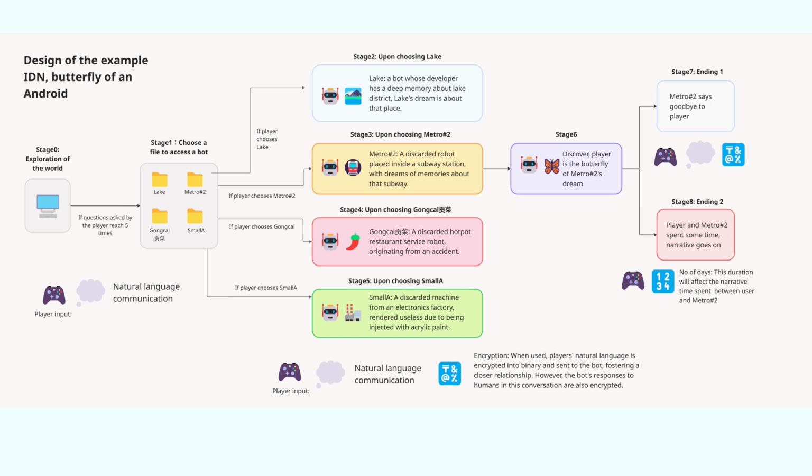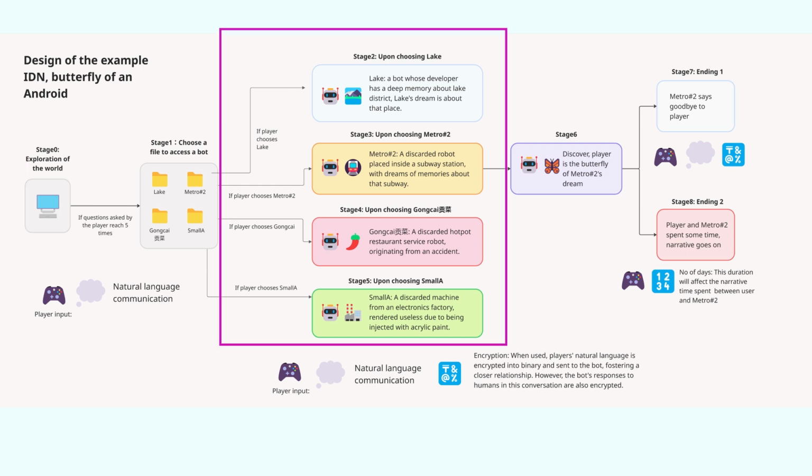Players explore a computer world filled with photos of different discarded robots. At the start, players navigate the system while their true identity is hidden. By asking 5 questions, they can choose a robot to interact with using natural language and a special skill called encryption, which converts their words into binary format and deepens their connection with the bots.